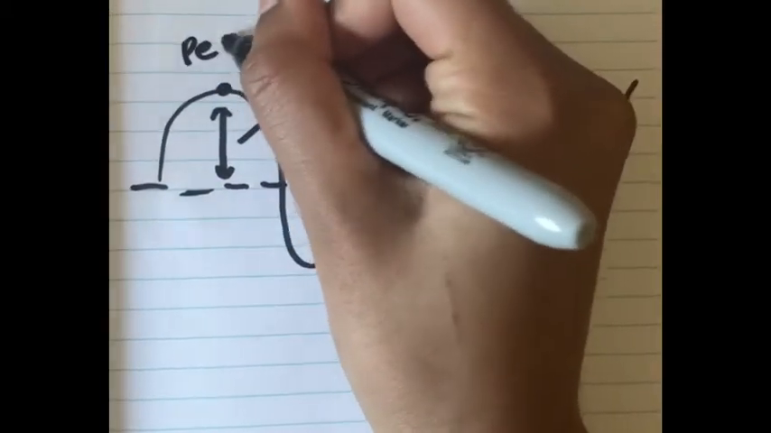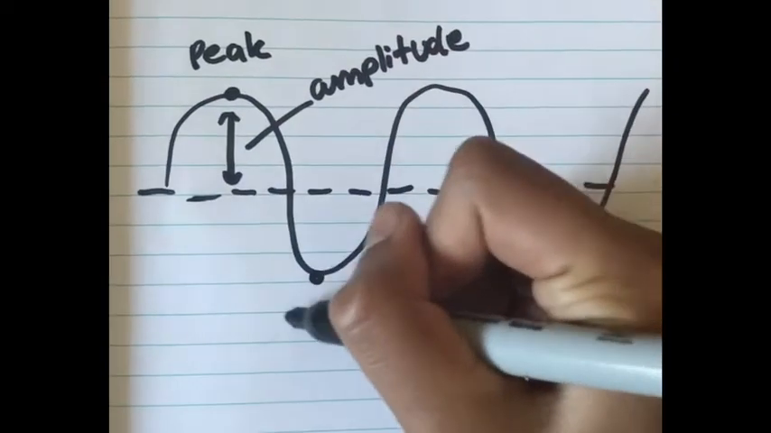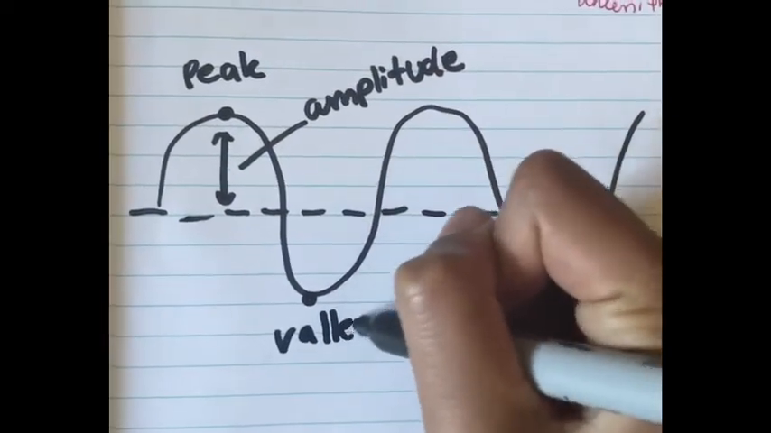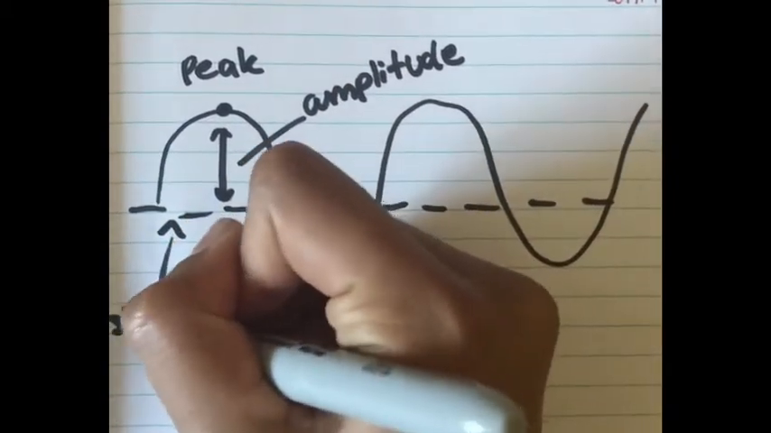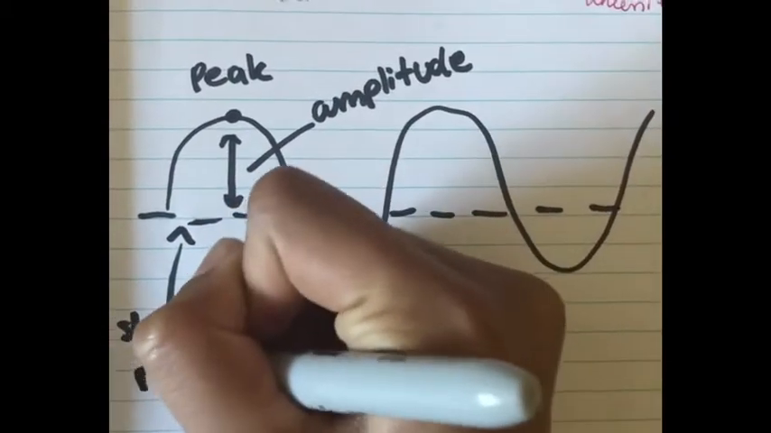Peaks are the highest point in a sound wave, and valleys are the lowest point. As shown in the diagram, the starting position, or the equilibrium of the wave, is its point of rest. This is where there is no movement or vibration.